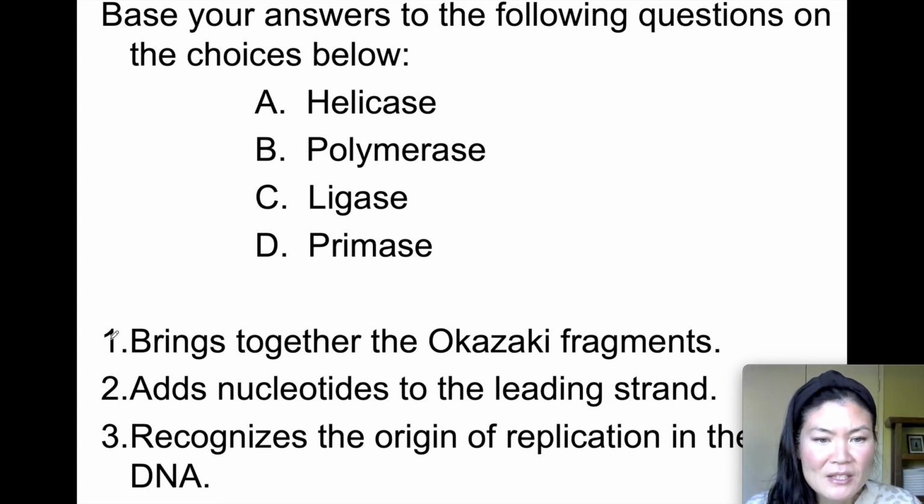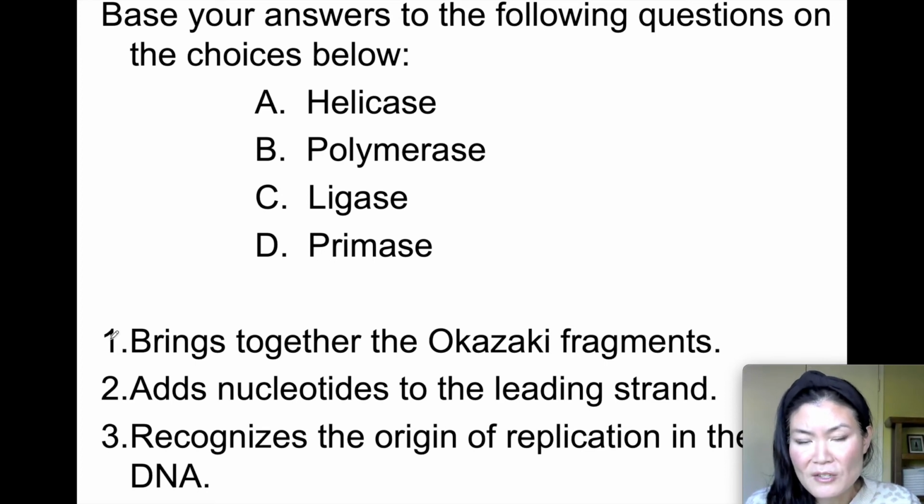Number 2, adds nucleotides to the leading strand. Yes, polymerase, and specifically it's polymerase 3. If I had another answer choice 4 that said corrects any errors in DNA replication, then you would say DNA polymerase 1. Okay. Number 3, recognizes the origin of replication in the DNA. Remember, the origin of replication is where the replication forks start.